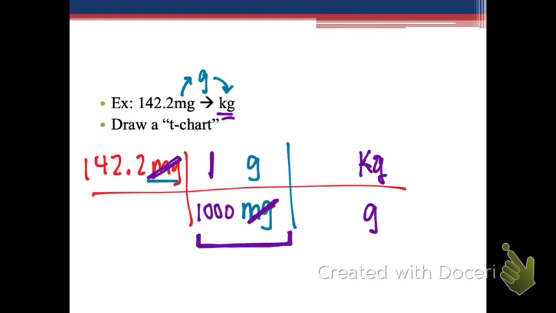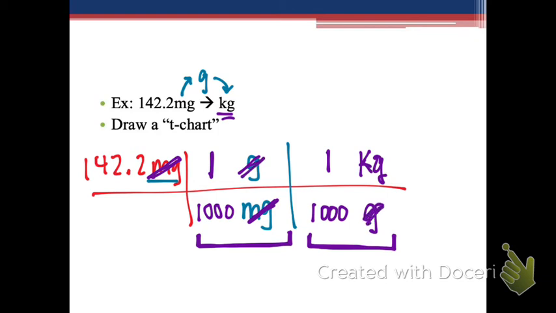Okay, and we're going to do the same thing now. We're going to put the numbers in. Which of these units is the larger one? Kilograms, that gets the 1. And then how many grams are in a kilogram? 1,000. So now essentially what I'm having to do here to convert from milligrams to kilograms is divide by 1,000 twice. But when we look at our chart, we only do the math one time.